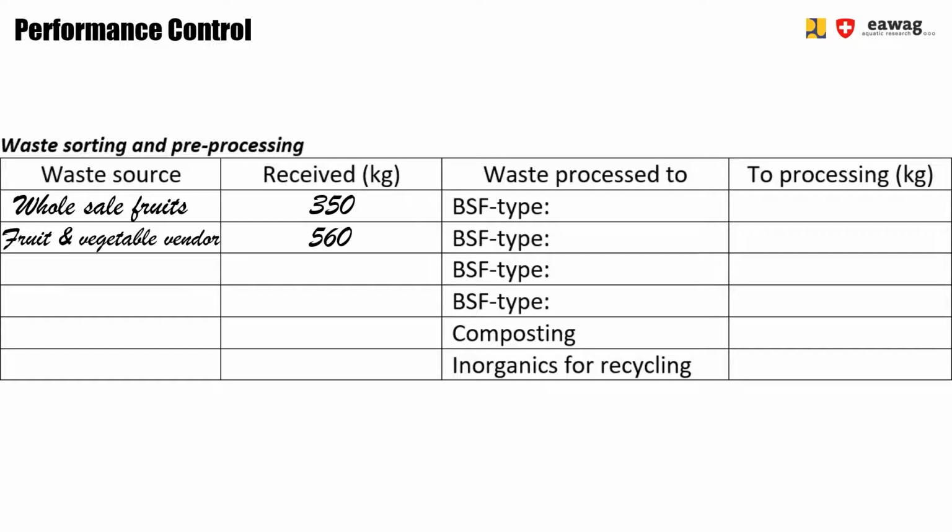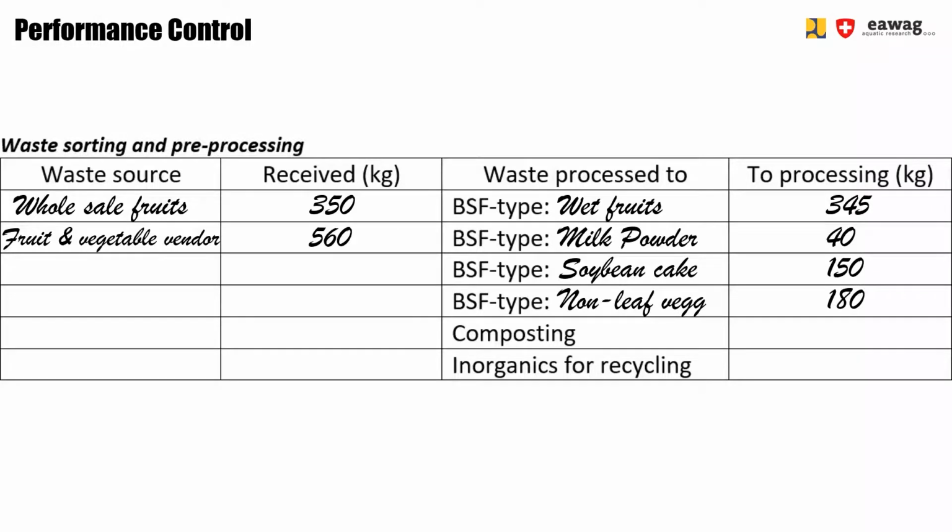In the right 2 columns, you'll find the different waste types after processing and before mixing them together, that will be fed to the BSFL on that day. On this day, a mixture of 345 kilograms of wet fruits, 40 kilograms of milk powder, 150 kilograms of soybean cake, and 180 kilograms of non-leafy vegetables were processed for BSFL and eventually mixed and fed to the BSFL. Also on this day, 360 kilograms of material went to the composting site and 25 kilograms of inorganic material were separated out from the received waste before and while adding it into the shredder.